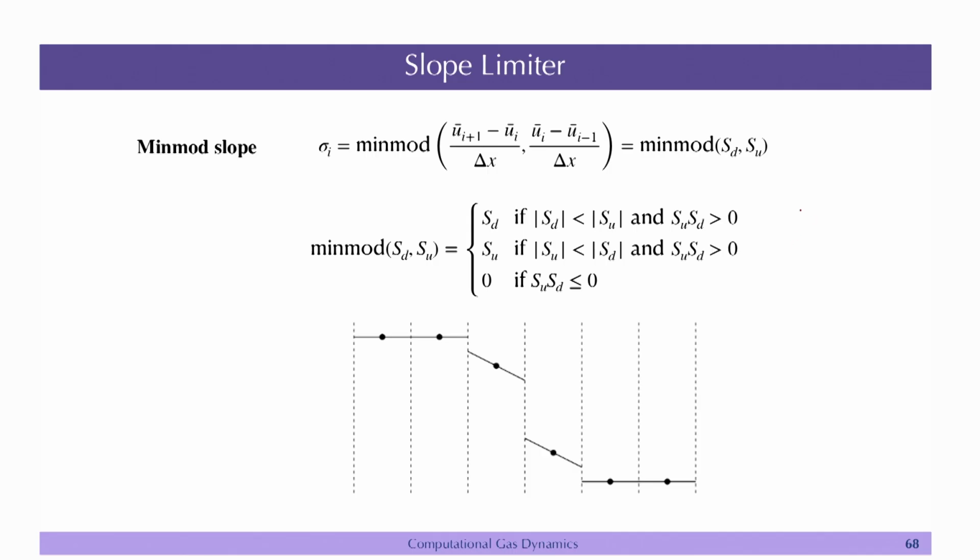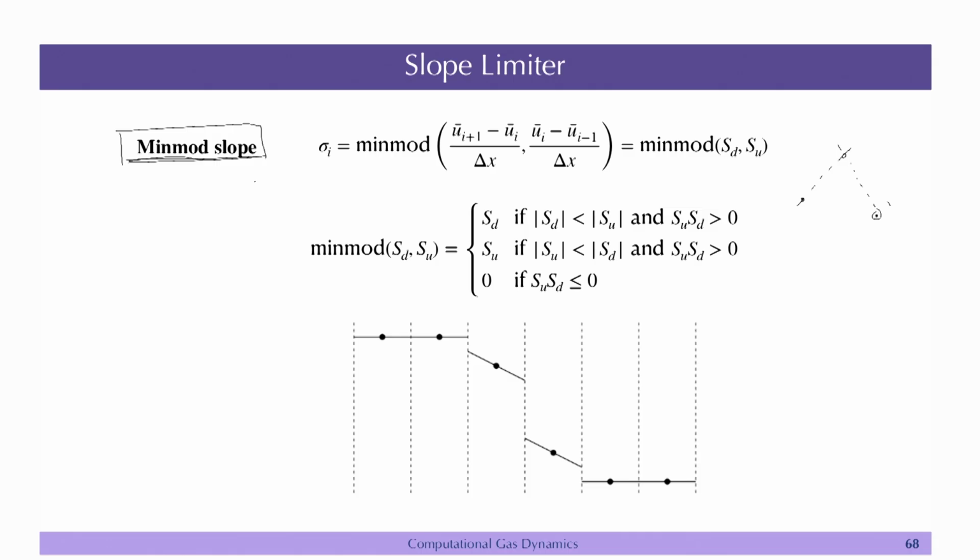So, for example, you have 3 points like this, these are the cell centers, and you can get the slope from here and you can get the slope from here. Take the absolute slope, see which slope is higher, which is lower, and use the lower slope. That is the idea, and this kind of limiter is called the minmod limiter. This is one of the most famous limiters because the implementation is very easy.